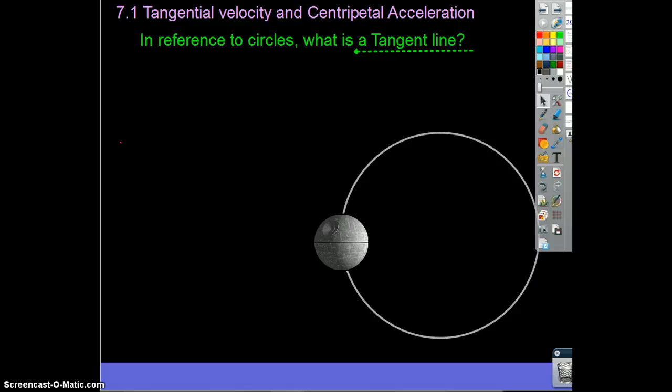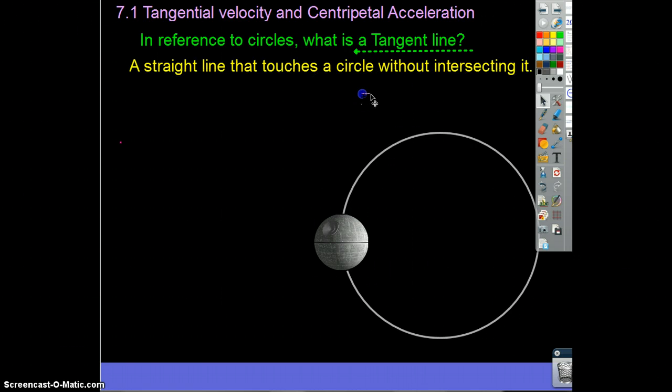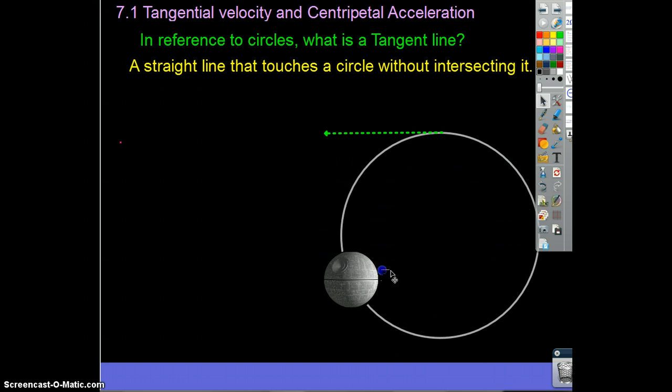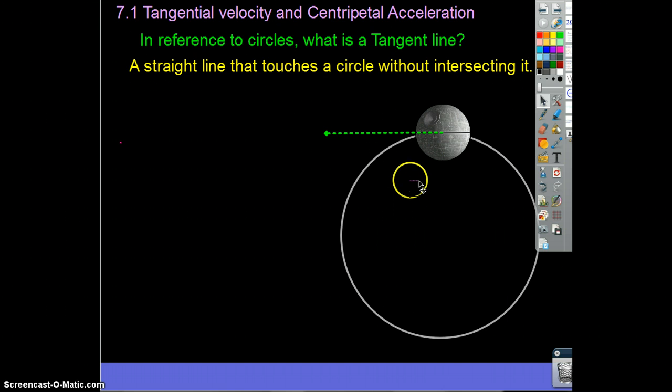In reference to circles, what is a tangent line? And you would say that a tangent line is a straight line that touches a circle without intersecting it. So if I take this circle that I have here, this line here is now a tangent line. It touches the circle that the Death Star is going to orbit without intersecting it.